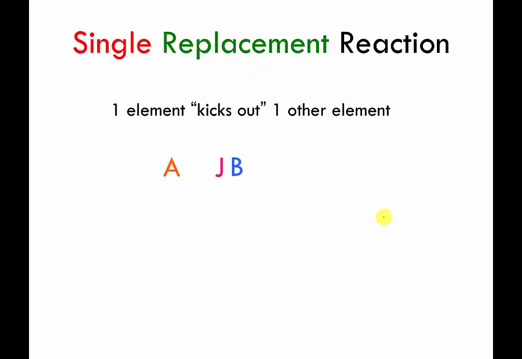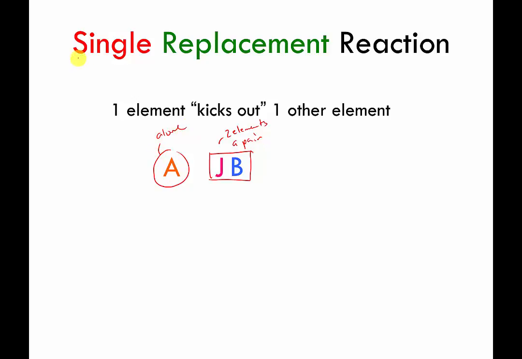There is something called a single replacement reaction. In a single replacement reaction, you have 2 materials, maybe 2 elements. That might be the simplest way of thinking about it. They're a pair. They're stuck to each other. Then you have something else alone.